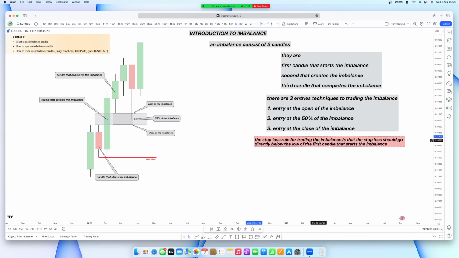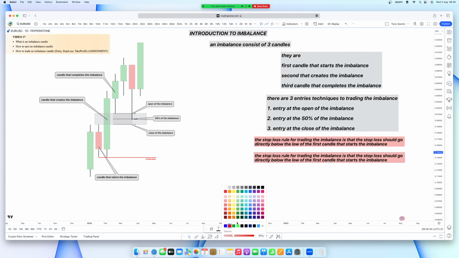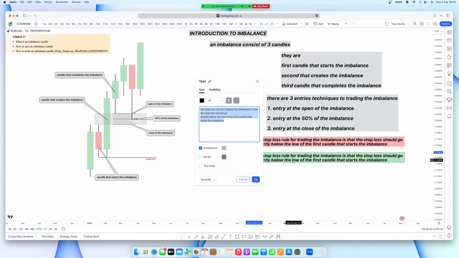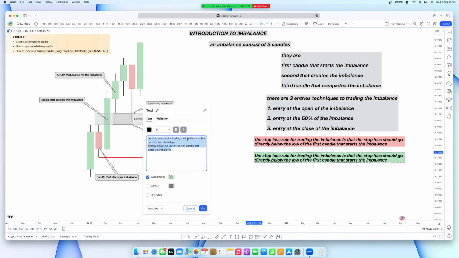So now let's make this green because now we're talking about take profit. And then I can say, let's remove all of this.